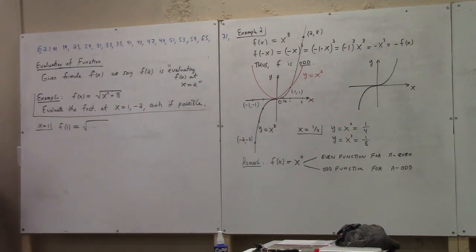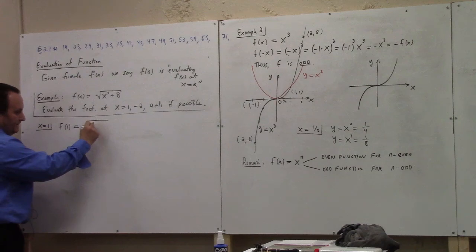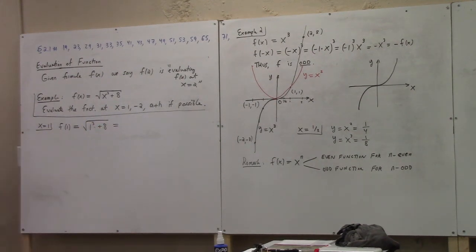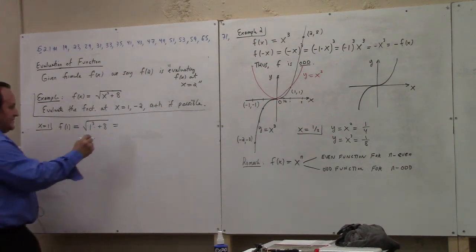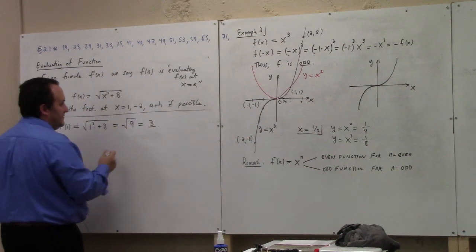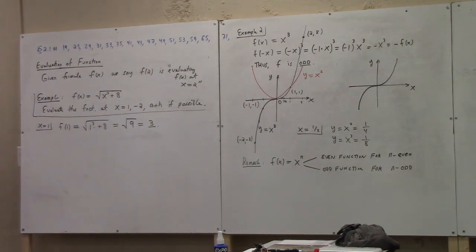Square root of, yeah? 1 cubed plus 8. Very good. And what is 1? Oh, 1 cubed is 1. 1 plus 8 is? The answer is 9, right? So square root of 9, which you guys told me is 3. Hooray. Yes, very good.